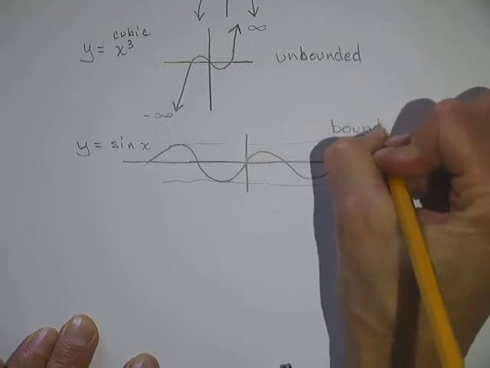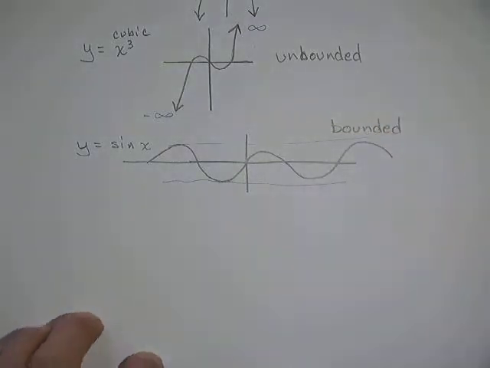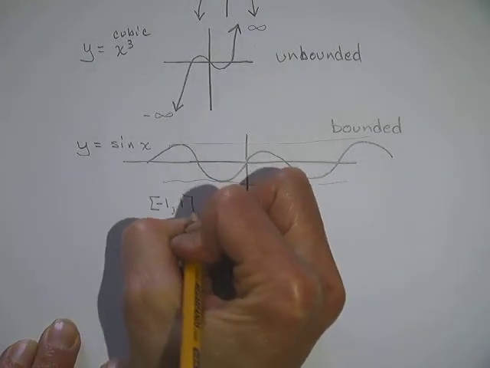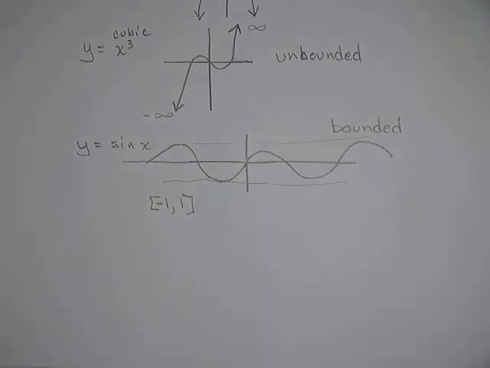Then it has a range. It has a very distinct range. And in this case, for sine, it's from negative 1 to 1. So it has a range of 2. That's how high and how low it goes. And you'll find that if there is a range other than negative infinity to infinity, it is somehow bounded. All right?